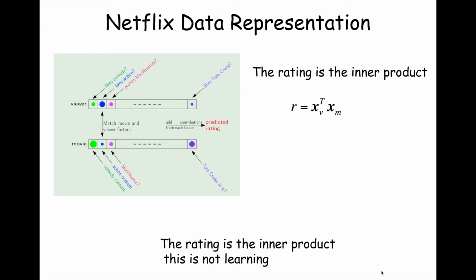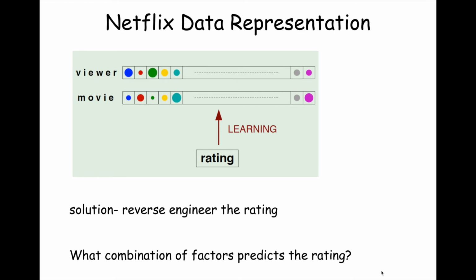Okay, any questions about this? Does that make sense? So now we have a mathematical representation. Let's see what we can do with it to find a way to predict what the rating is, given a certain viewer and a certain movie content. What the learning is going to do is effectively reverse engineer the rating. In Netflix, you have actual ratings, and what you want to know is what combination of factors, which positions in each of these vectors, the viewer preference and the movie content, is going to be predictive of this rating when you take the inner product. That's essentially what you want to figure out.